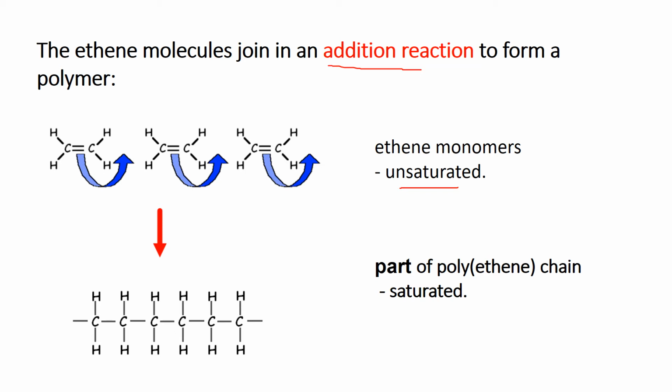Once the double bonds open up and they all join together, the actual polymer, which is polyethene, is saturated. So although for the name of the polymer you just put poly in front of the name of the monomer, so it's still got an ene there, it's actually saturated. You can see here we've got 3 monomers, 1, 2, 3, joined together to form your long chain polymer.